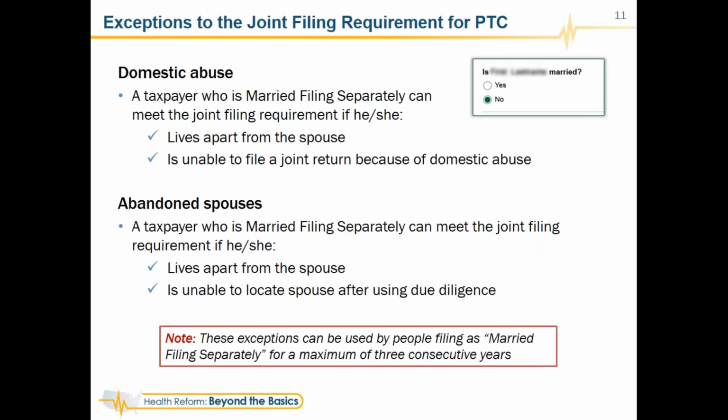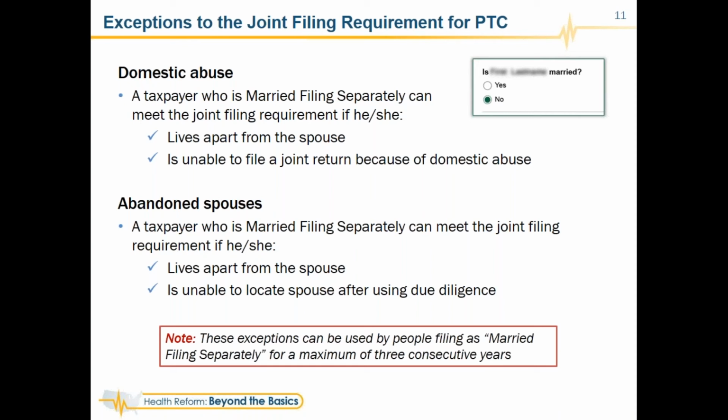Here are some other exceptions to the joint filing requirement for premium tax credits. First is domestic abuse, and again, Judy talked about these on Tuesday, so we won't go into a lot of detail, but this is for a taxpayer who is married filing separately and lives apart from the spouse and is unable to file a joint return because of the domestic abuse. So again, this is another case where they would get the question, is Fiona married? And the answer would be no. Why? Because she qualifies for this exception.